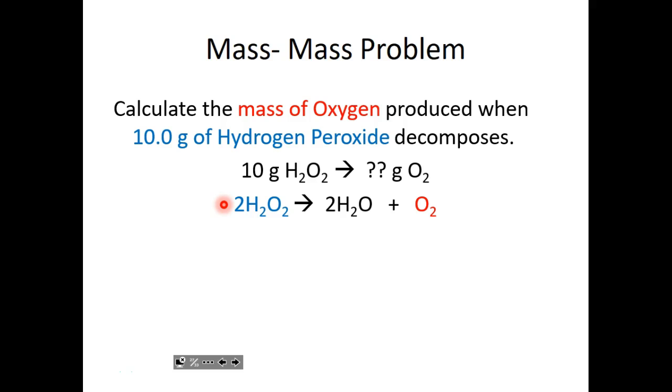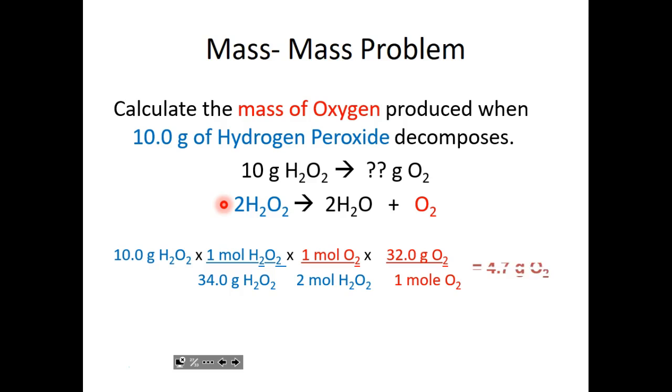All right, so hopefully you've done your work. Here is what it should look like. And here's the answer. So 10.0 grams of hydrogen peroxide would decompose into 4.7 grams of oxygen. So we had our given divided by the molar mass of hydrogen peroxide, which is 34.0, multiplied by the mole ratio. So our mole ratio, we have 2 on the bottom, 1 on the top, because hydrogen peroxide to oxygen are in a 2-to-1 ratio.